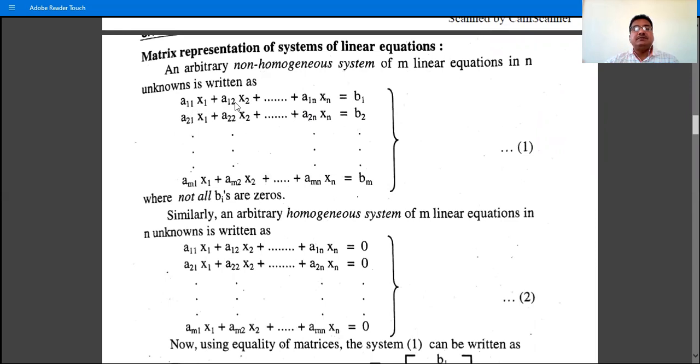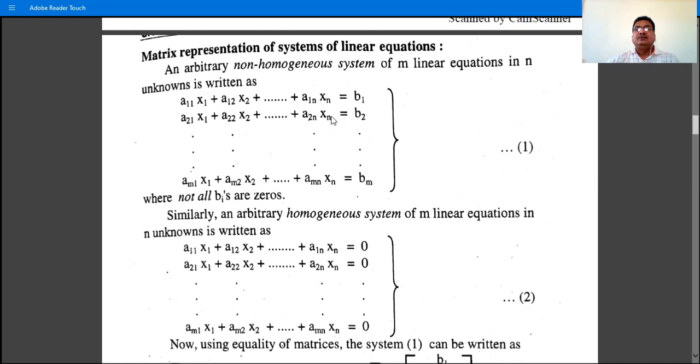So a11 x1 plus a12 x2 plus a1n xn is equal to b1. Similarly, the second equation and third equation. There are n unknowns. What are they? x1, x2, xn. These are unknowns, and the a's are constants. The number of equations is m. This is the first equation, this is the second equation, and this is the mth equation.